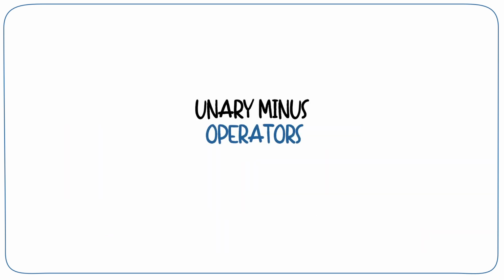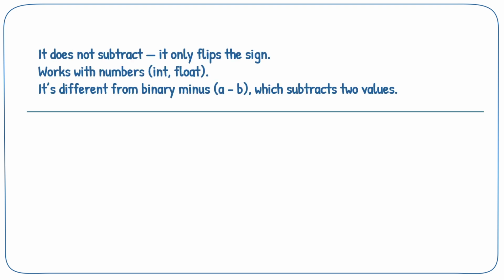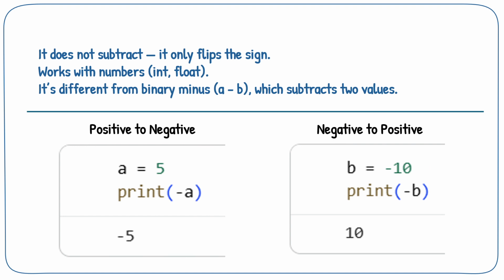Now we are going to discuss the unary minus operator. The unary minus operator is denoted by the symbol minus. When this operator is used before a variable, its value is negated. That means if the value is positive, it will be converted into negative and vice versa.